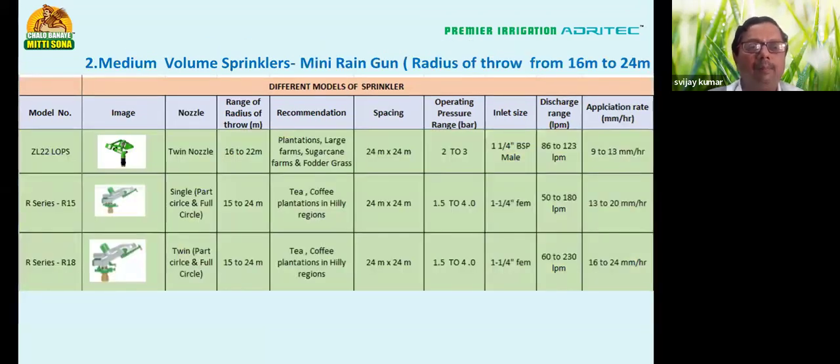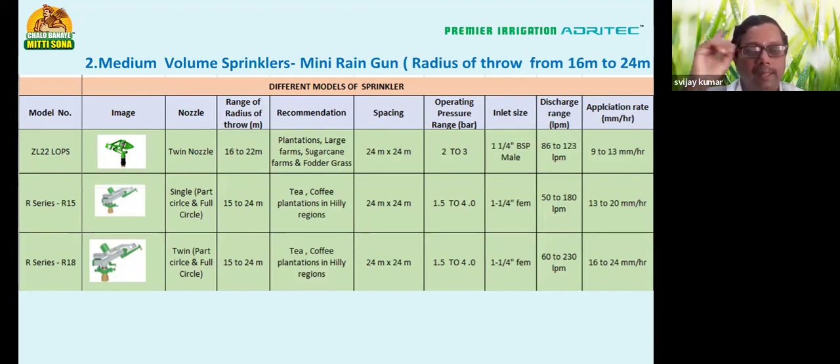Coming to the second, medium volume sprinkler or the mini rain gun, here the radius will vary from 16 to 24 meters, and these sprinklers are very popular in plantation, sugarcane, and other areas, and maize, which is the example that I'm going to actually explain to you. And we also have imported rain guns called the R series, which will give you from 15 to 24 meters. We have an R15 series and an R18 series. I was telling you about the coffee irrigation. There, these R18, and the advantage with these things, you can adjust even an angle.